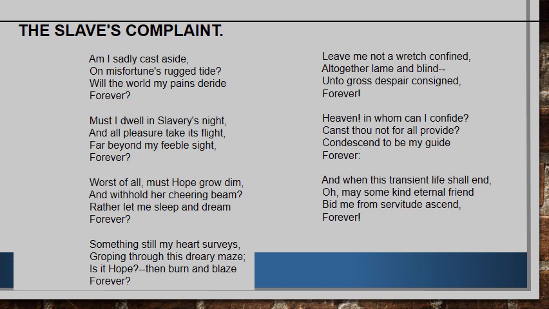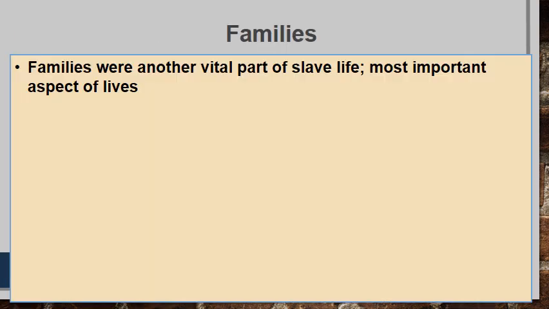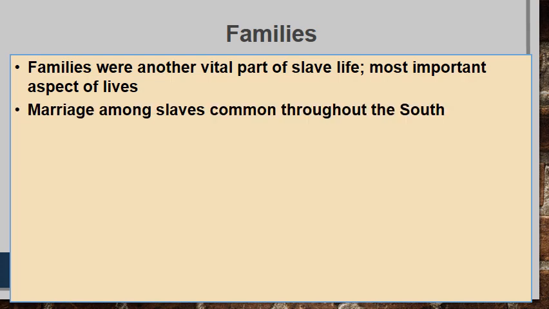Pretty sophisticated language and structure for someone who had to teach himself to read. Slaves tried to maintain family as best they could, tried to maintain father, mother, children, nuclear family structures. Marriage was common, not legal, but encouraged only because it would result in more children, which then would result in more bodies to sell.